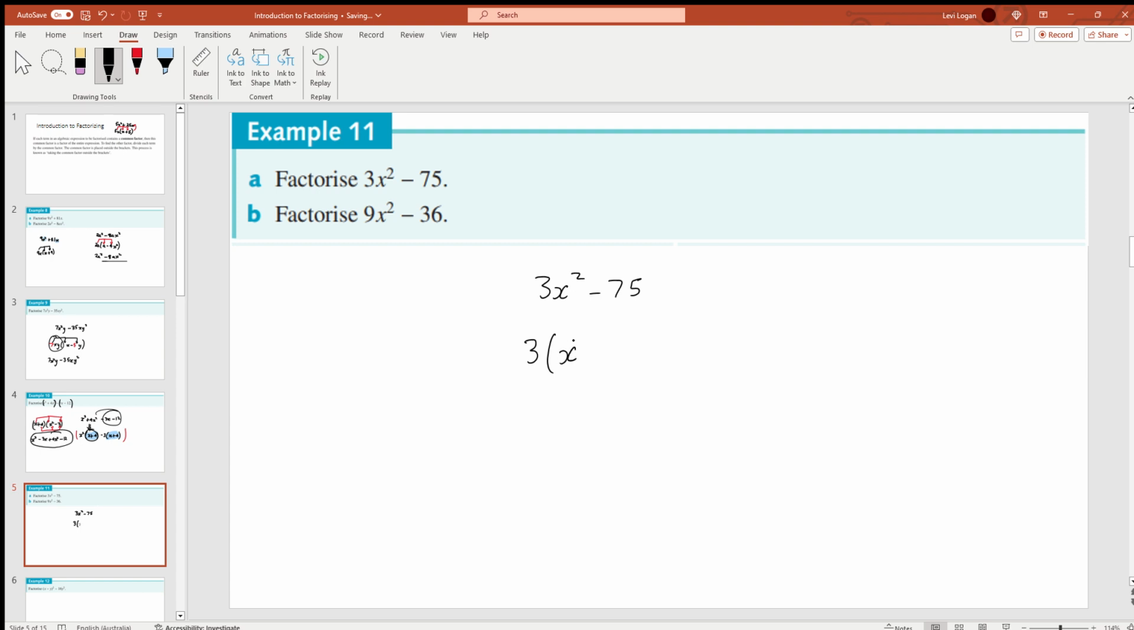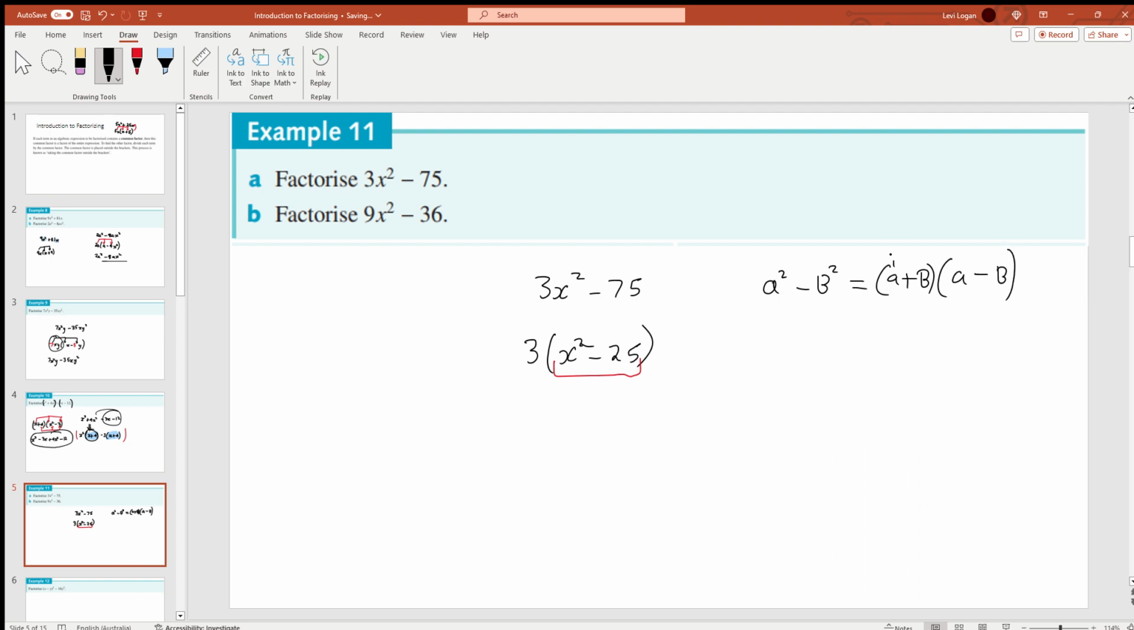And you can have an x squared. 75 divided by 3 I think is 25, so you have minus 25. And you're probably thinking, alright, what do we have here? What we actually have here is a difference of squares. So, in other words, if you have a squared minus b squared, that is the same as a plus b multiplied by a minus b.